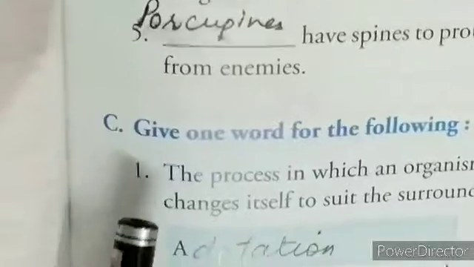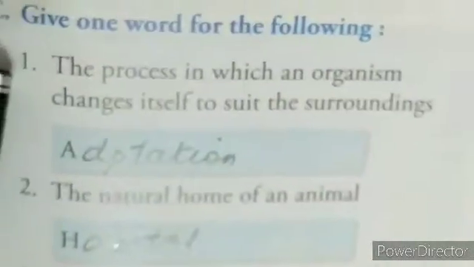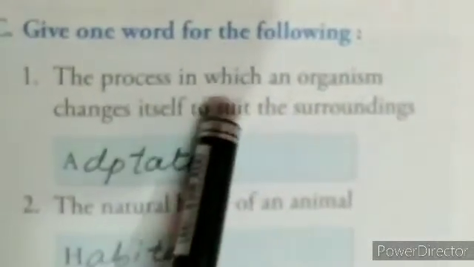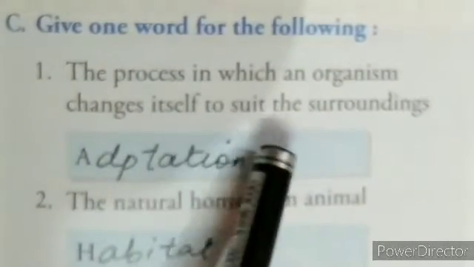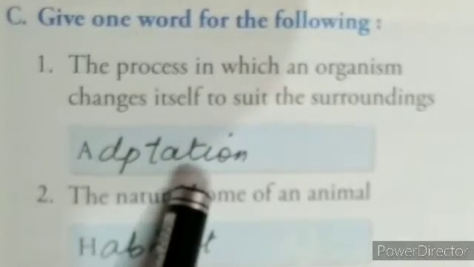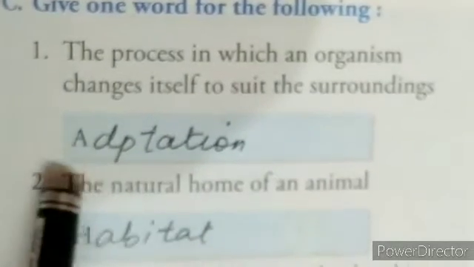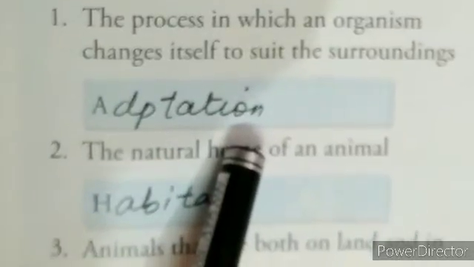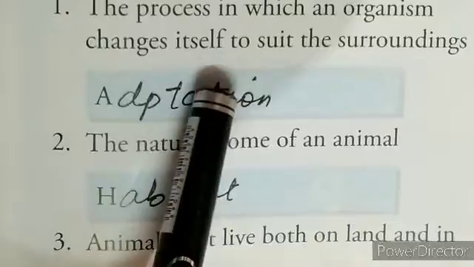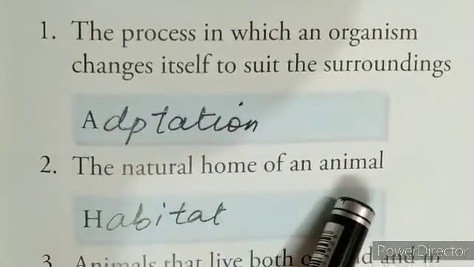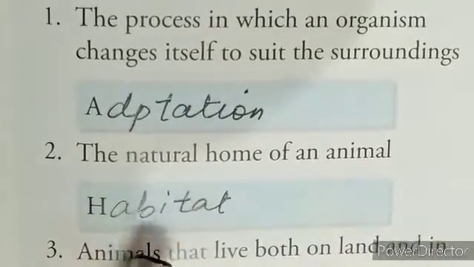Now third, the C part, this is the C part. Give one word for the following. So you have to give one word. Now, the process in which an organism changes itself to suit the surrounding. You know it very well. That is adaptation. Adaptation is a process in which an organism changes itself to suit the surrounding. Now second, the natural home of an animal. That is habitat.